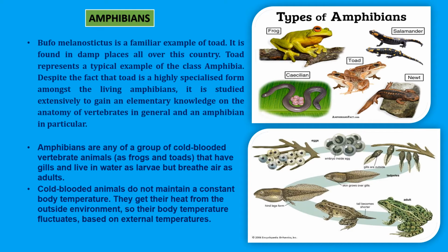Now, frog and toad both are cold-blooded animals, and obviously they both are amphibians. So there are some examples of amphibians. You can see in the first picture: frog, salamander, toad, newt, and Sicilian. These are the various types of amphibians.